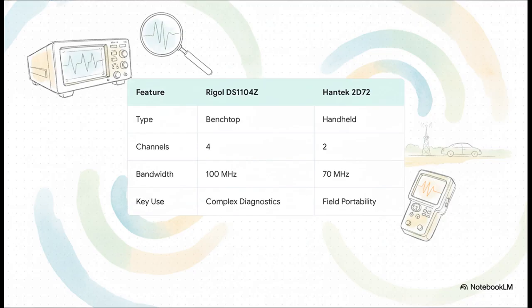The Rigol, it's a benchtop unit, it's got 4 channels and a bit more bandwidth. That makes it perfect for complex problems where you need to look at a few different signals at the exact same time. The Handtech, on the other hand, is handheld. It's got 2 channels and it's built for one thing: portability and on-site troubleshooting. Which one is right for you? It really just depends on where you're doing your hunting.